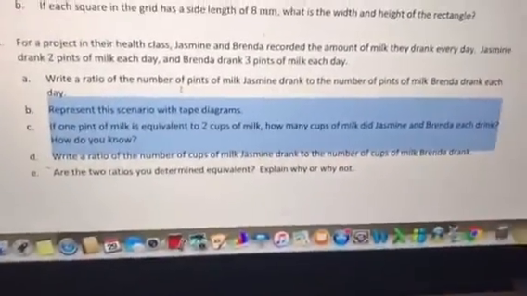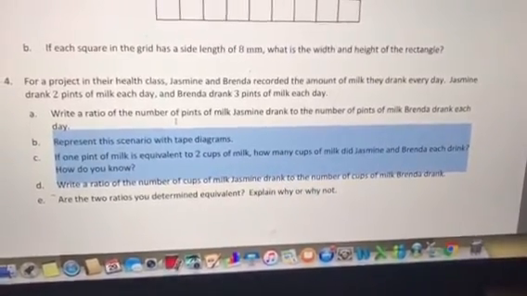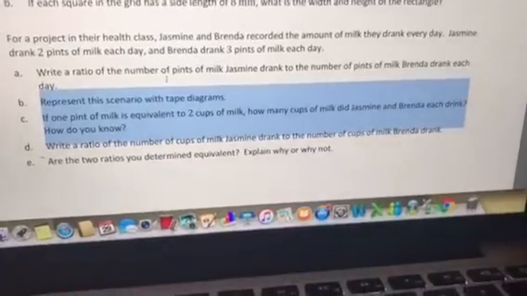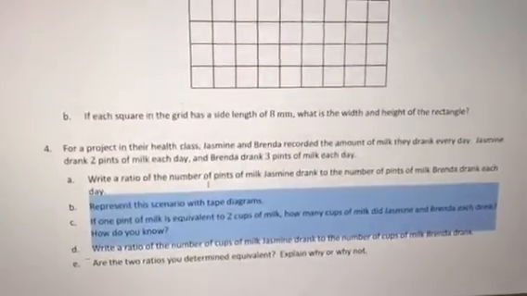She's barking. All right, so if 1 pint of milk is equivalent to 2 cups of milk, how many cups of milk did Jasmine and Brenda each drink? How do you know? So let's think about it this way.